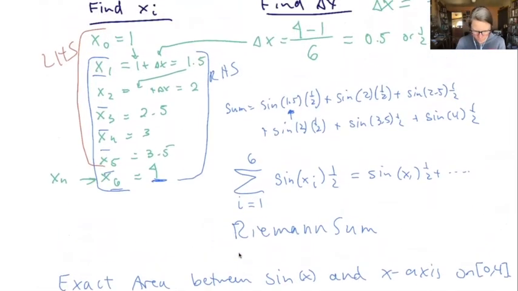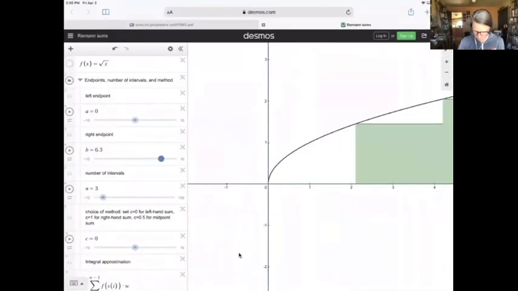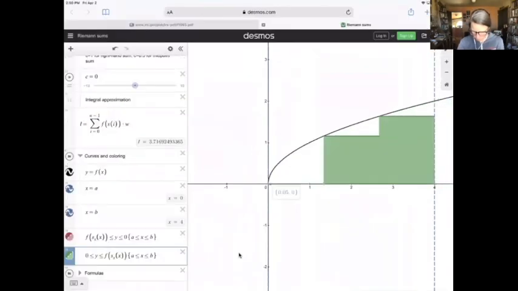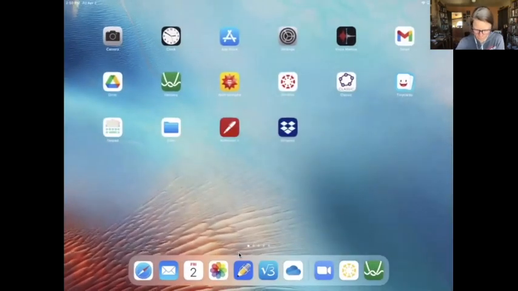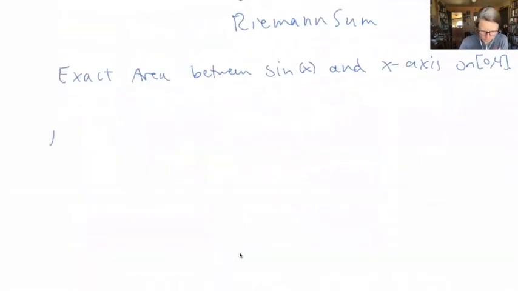Now, what happens if I let n go to infinity? So here's a picture of a Riemann sum. Let's let the number of intervals increase. Do you see as the intervals increase, it looks like our approximate area is getting closer and closer to the exact area. So if we keep our delta x values fixed, but let n go to infinity, we're going to get the exact area. So if we take the limit as n approaches infinity of the Riemann sum, we get the exact area.